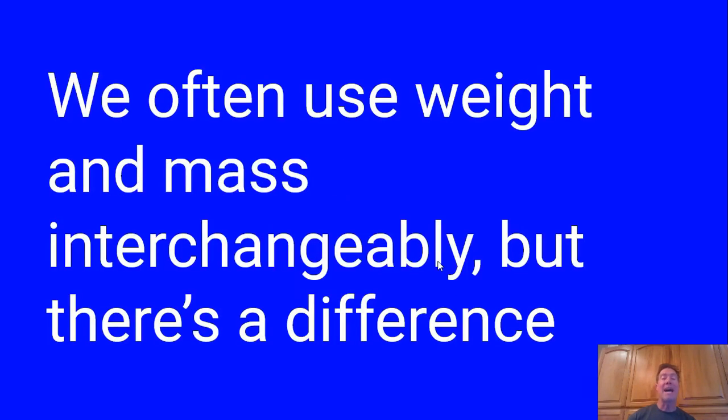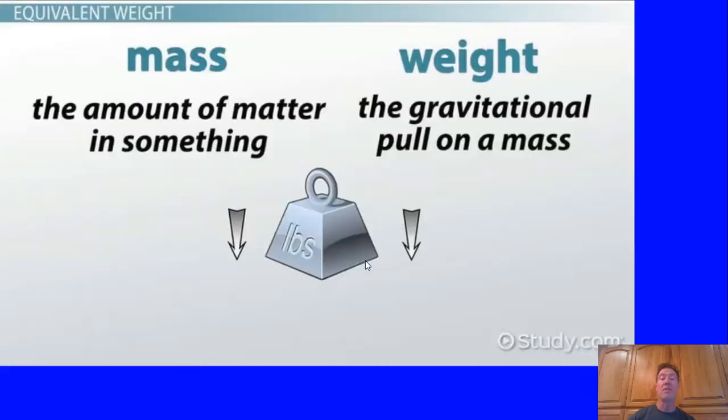Okay, how about units of mass? We often use weight and mass interchangeably, but there is a difference. Mass is the amount of matter in something, and that doesn't change. Weight is the gravitational pull on a mass. So obviously there's a connection here, and on Earth, since our gravitational pull is constant, mass and weight will both be constants.